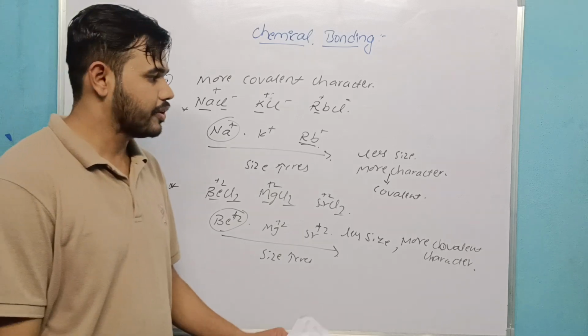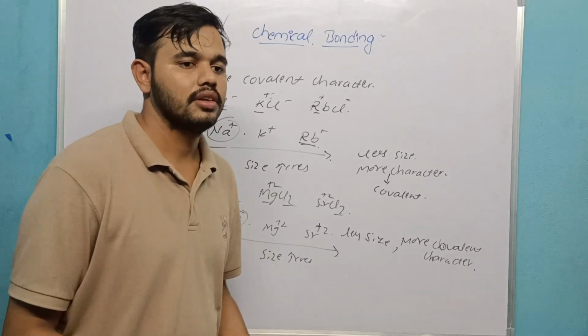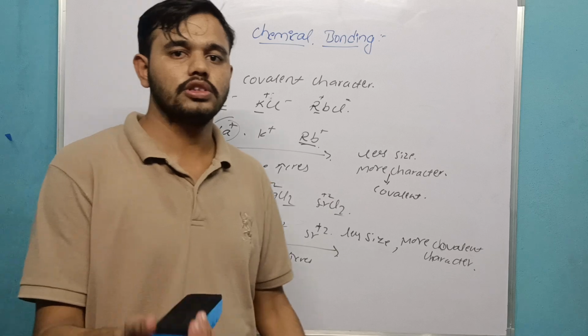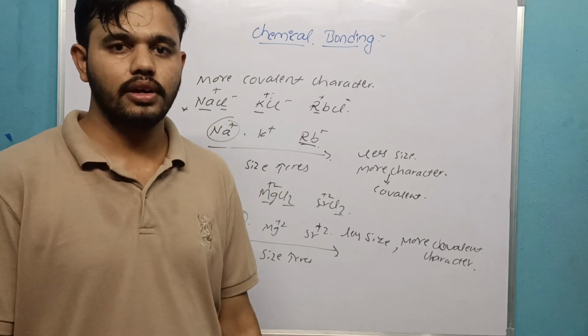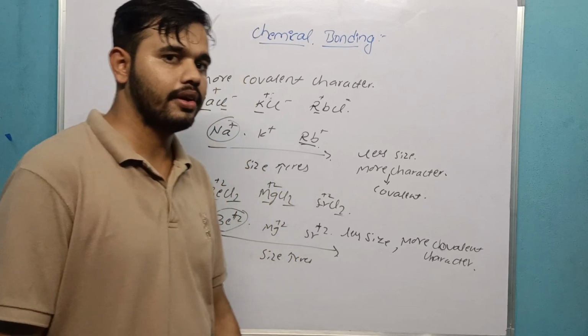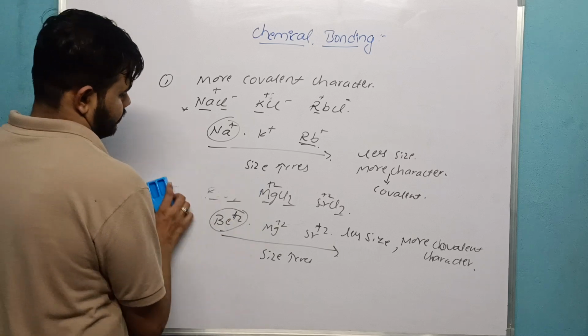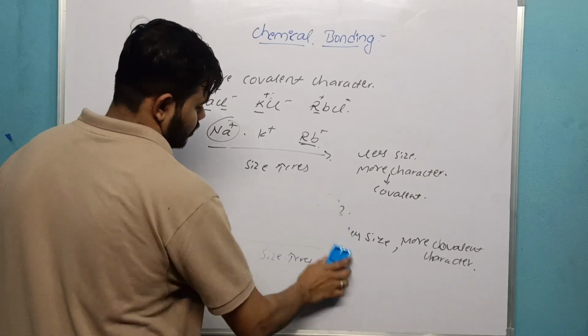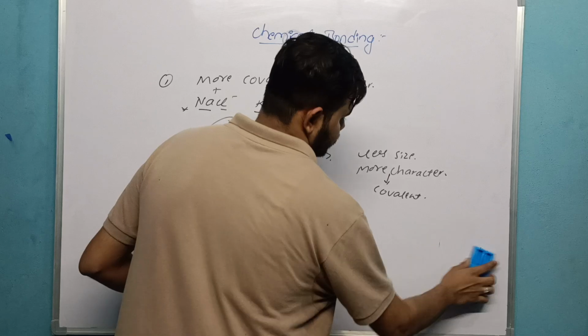Next example, we are going to talk about solubility. That is, ionic compounds are more soluble in water and covalent compounds are less soluble in water. For that, we are going to take a few examples and solve them.